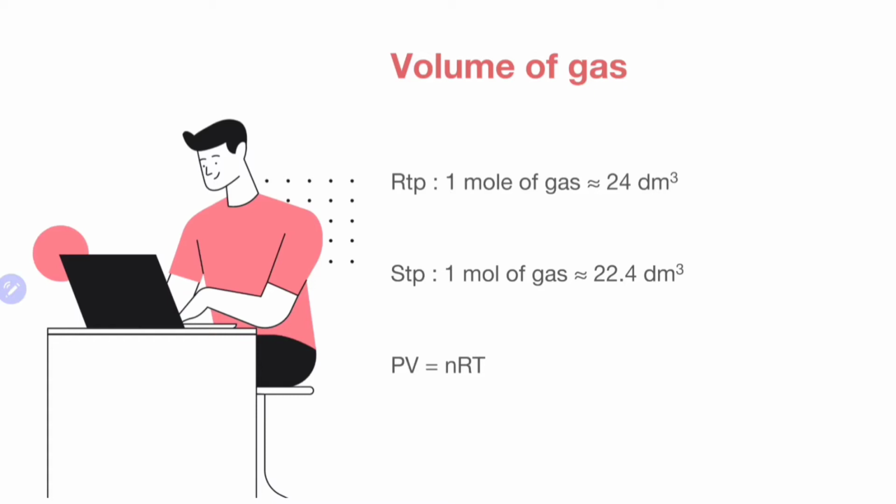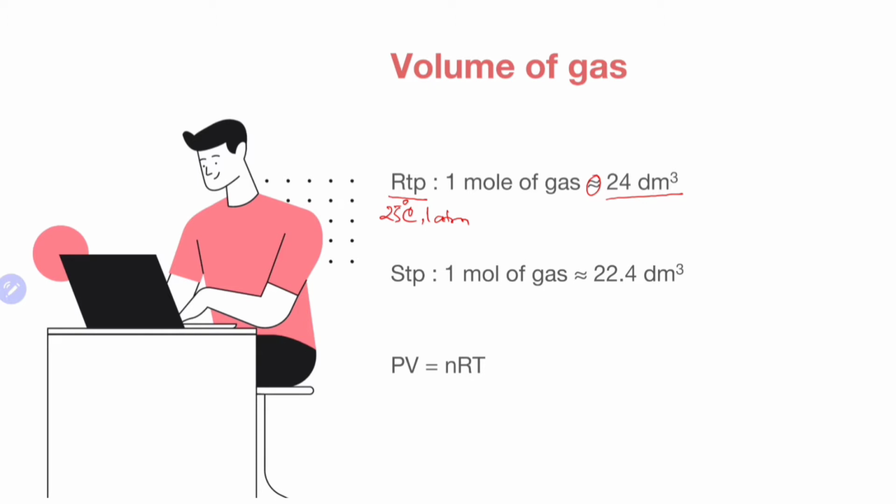Volume of gas is measured in different conditions. The first is the condition of RTP, room temperature and pressure, which is 25 degrees Celsius and a pressure of 1 atm. In this condition, every mole of gas occupies 24 dm³ of volume.